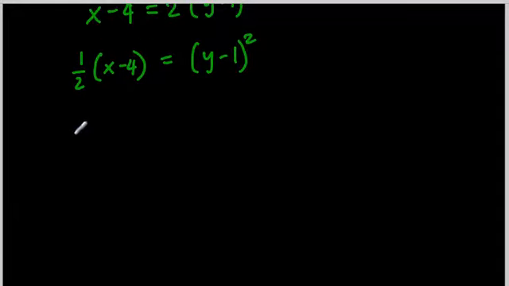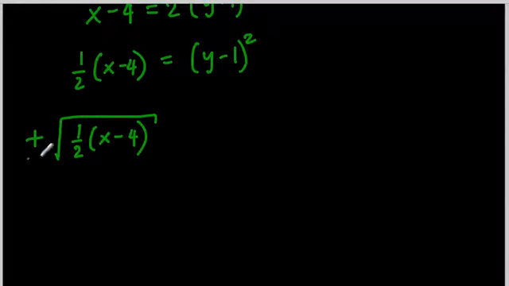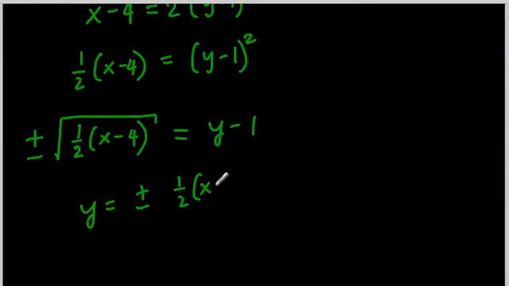So I'm going to do half x minus 4. I'm going to square root this side, and I'm going to write plus minus. But what I'm going to say right now is this is going to be temporary. I'm actually going to decide whether it's plus or minus, and we're going to decide that in a second. But first, let's get to it. So y minus 1. And finally, y is equal to plus or minus the square root of half x minus 4, and then it's going to be plus 1.